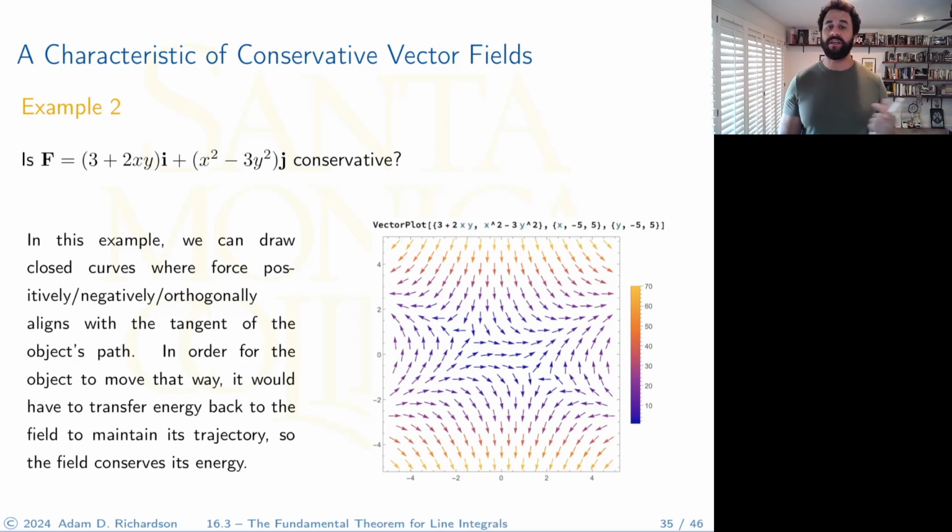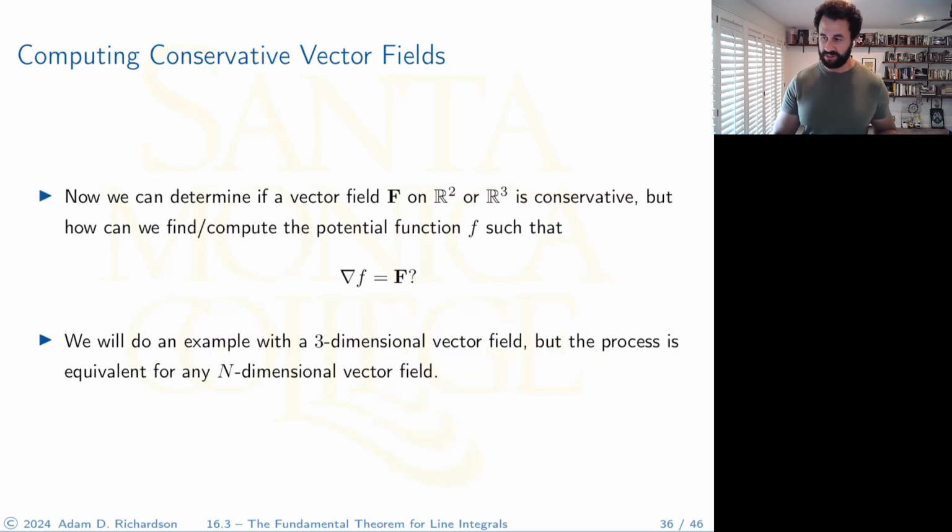So we've looked at characteristics of conservative vector fields. We got some necessary conditions to determine if a vector field is conservative. We've talked about path independence and looking at line integrals over closed curves and so on. Now the question is, how do we actually compute these things? Meaning, how can we actually compute the potential function, to create a conservative vector field?